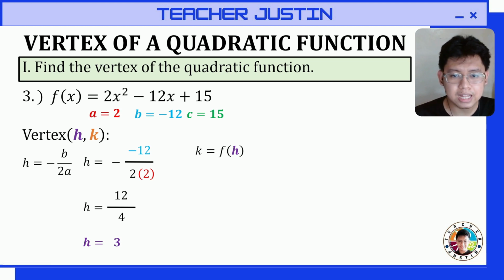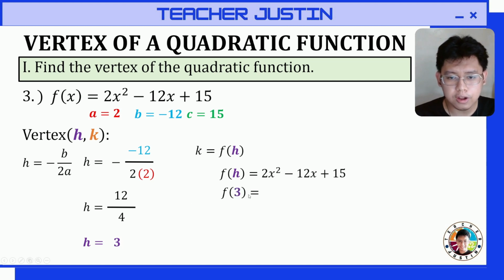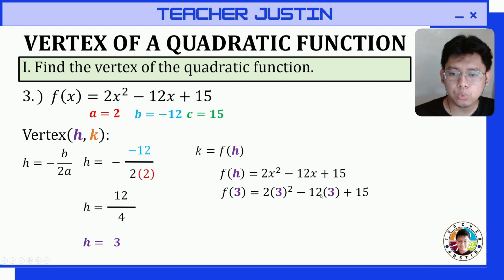So, ang gagawin lang natin dito is we will copy the original function. F of h is equal to 2x squared minus 12x plus 15. Tapos, papalitan natin lahat ng values of x ng value ng h natin, which is 3. So, let's replace all variable x by 3. So, magkakaroon tayo ng f of 3 is equal to 2 times the square of 3 minus 12 times 3 plus 15. So, simplify natin yung each term.